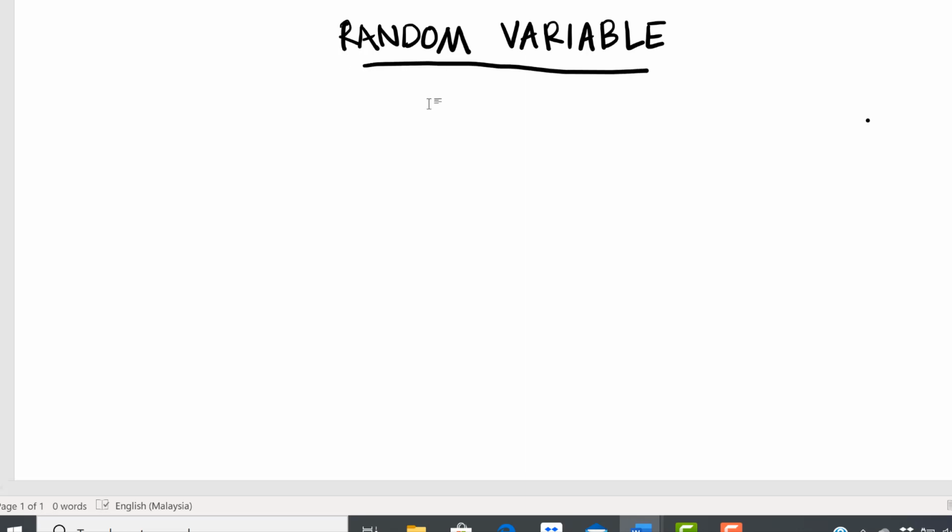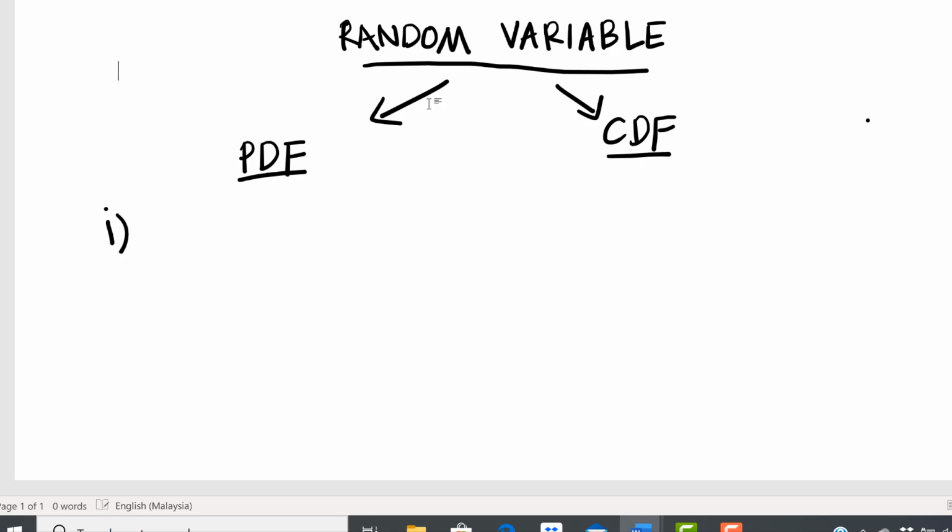Today we are going to look still at the random variable chapter. In a random variable, we have already learned about the PDF, and today we are going to look at the CDF. Before we proceed to the CDF, I would like to revise what we have learned before in the PDF.